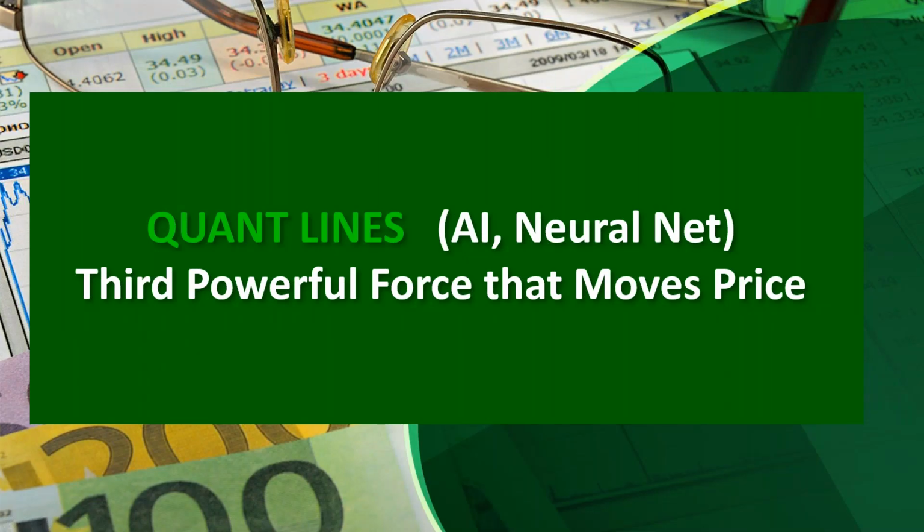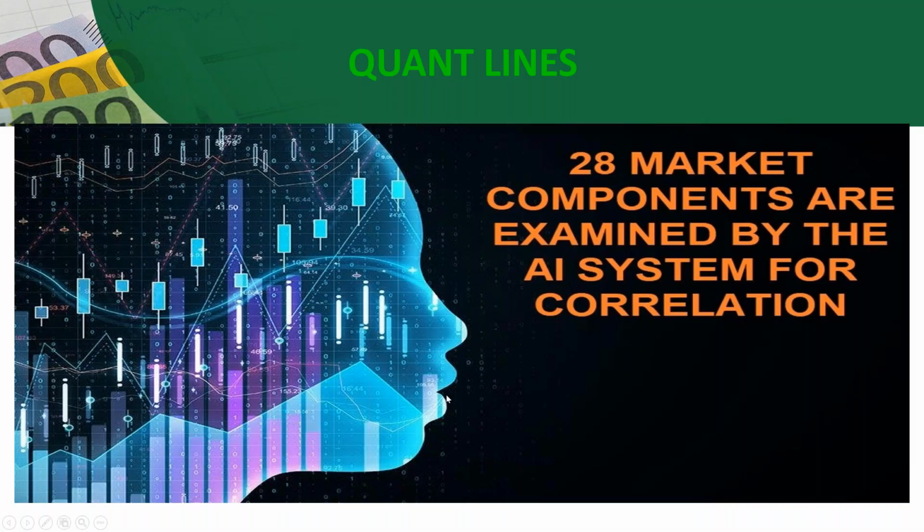So the third most powerful force is the quant lines, and our quant lines are using our AI engine. AI used to be called neural networks. It's had a bunch of different names over the years. Right now, everybody's talking about AI. So our quant lines, what we did was took 28 market components, and we have them examined by our AI system for correlation. Now, most traders know about correlation, and most traders don't pay any attention to it, but we do.